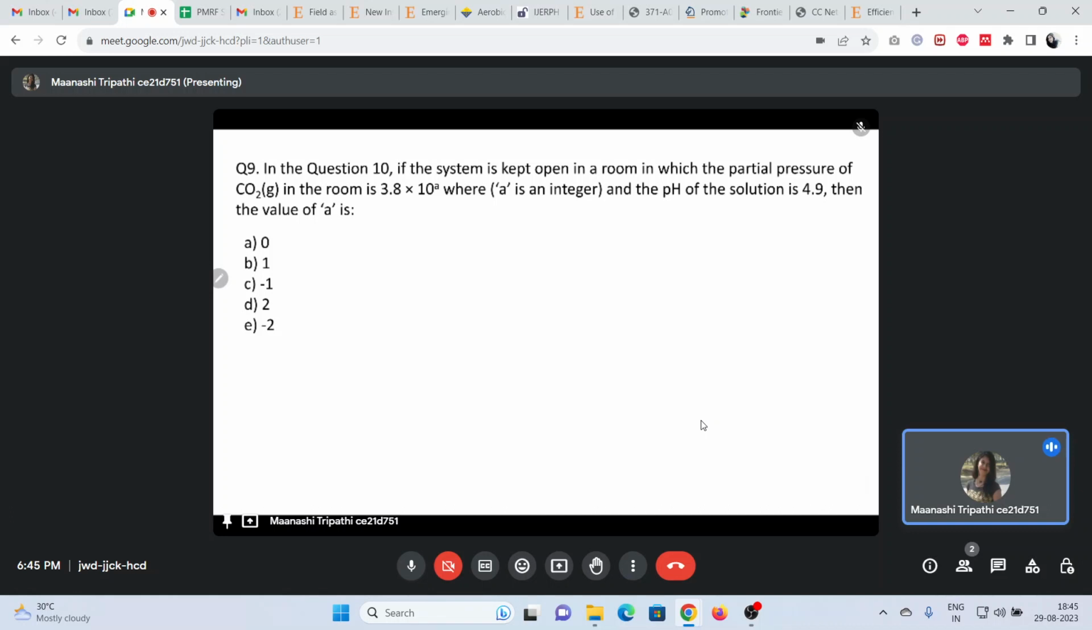Okay, so this is not question number 10, this will be question number 8. In question number 8, the system is kept open in a room, the partial pressure of CO2 is this much and the pH of the solution is 4.9. Then what is the value of A? So this is a kind of opposite question. Please follow the pattern which we got in the previous question and try to solve this question. We'll see the solution in a while.